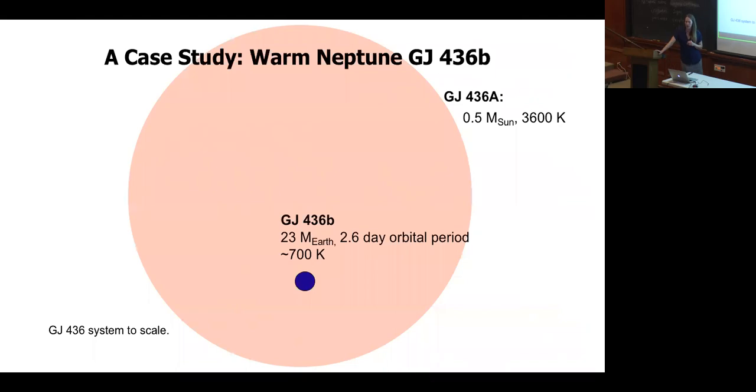It orbits a relatively small star. The star is an early M star, about half the mass of the sun, with a temperature of about 3,600 Kelvin. And that means that even though the planet goes around the star once every 2.5 days, it's a little bit cooler than the typical hot Jupiter. The planet's temperature is only 700 Kelvin, give or take. We don't actually know what its albedo is, so it's hard to predict that temperature precisely.